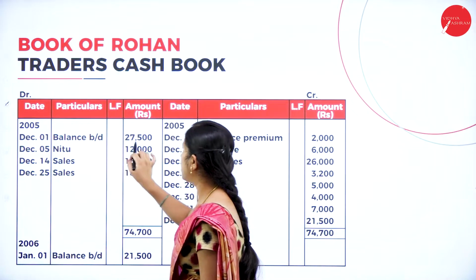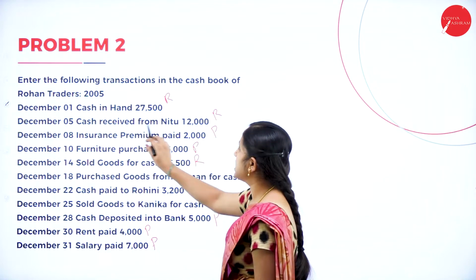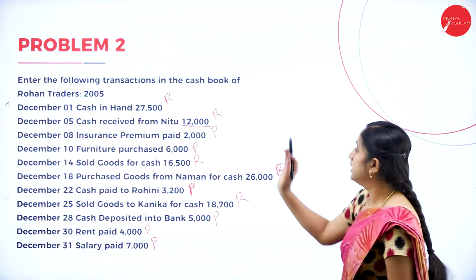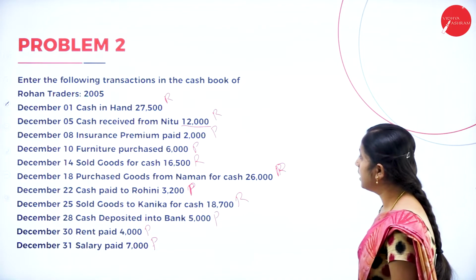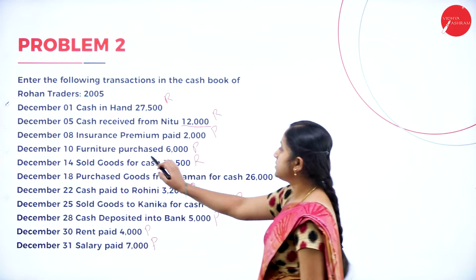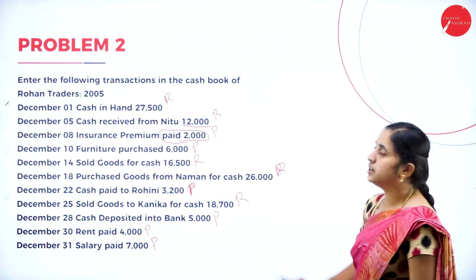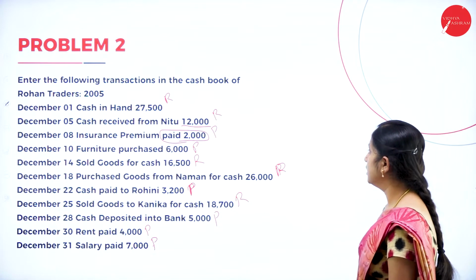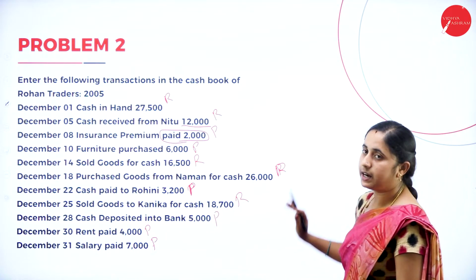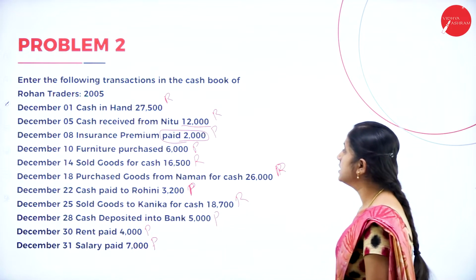December 1st, balance brought down 27,500. Next, December 5, cash received from Neetu. This is the receipt, so write on the debit side of cash book Neetu 12,000. Again, insurance premium paid. This is the payment, so write on the credit side, December 8, insurance premium paid rupees 2,000. Next, furniture purchase, this is the payment, so write on the credit side, furniture account rupees 6,000.